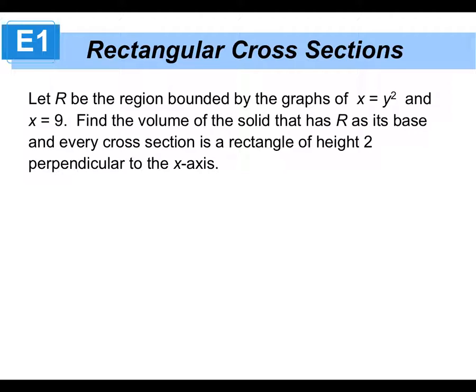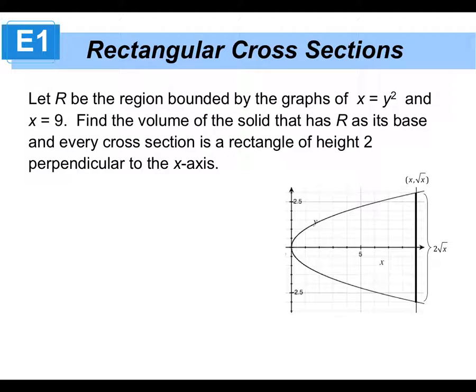Okay, we good? What's x equals y squared look like? Not just the square root. Plus or minus. Yeah, it's the whole thing. So it's a parabola on its side, and then the line x equals 9 is going to cut it off here. Okay, this is the region. That's going to be our base of the figure. And then we're going to stand something up on that.